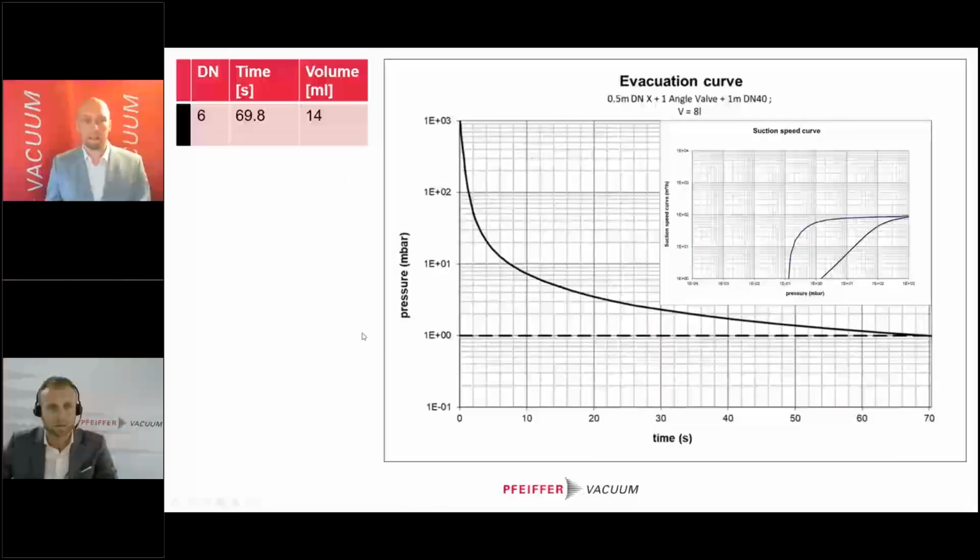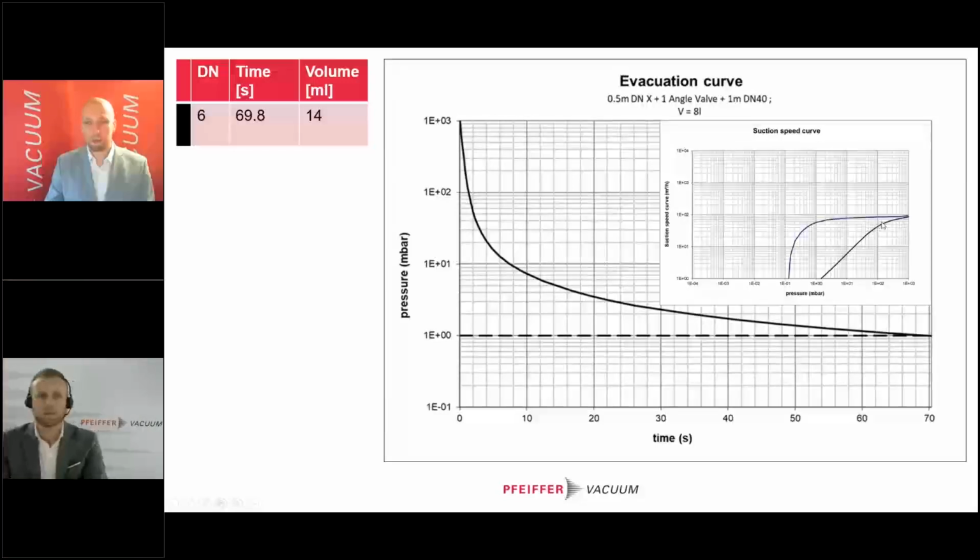So again, we have the DN6 piping of 0.5 meter between the angle valve to the DN40 piping, which goes to the backing pump, which is in this case a 100 cubic meter per hour single stage RVP. And what we are seeing here is, for one, the suction speed curve with the black line showing you the reduced suction speed due to conductance losses induced by the piping. And the bigger graph in the back is your pump down curve, pressure versus time to reach 1 millibar for the filling of your part.